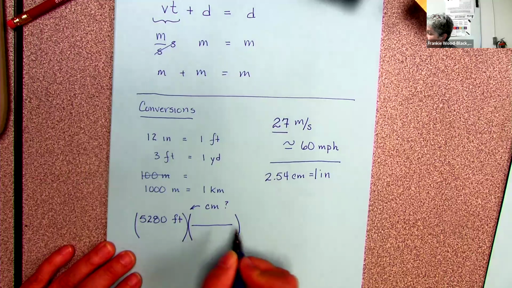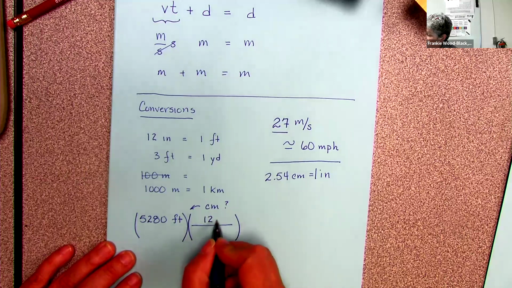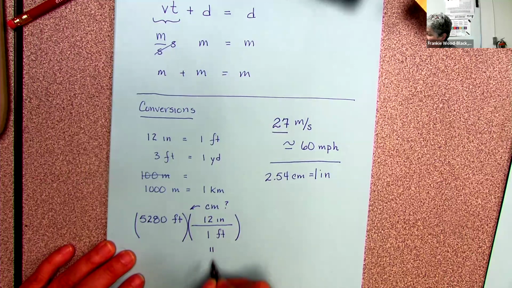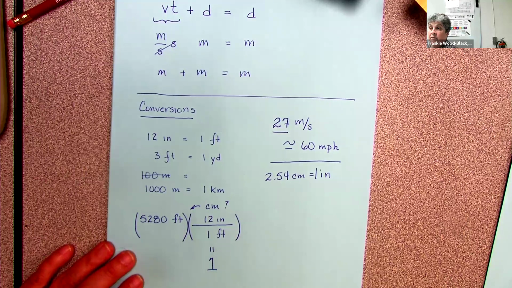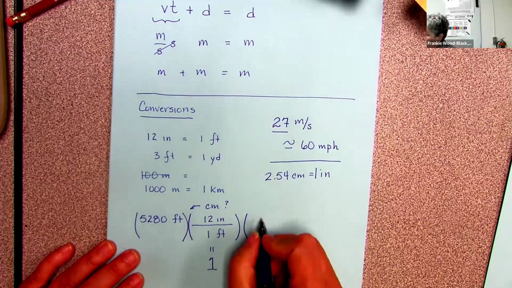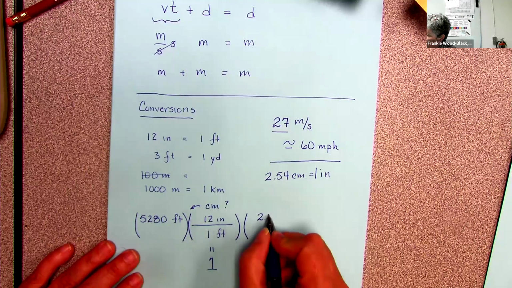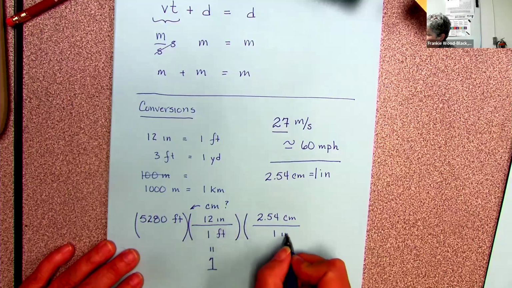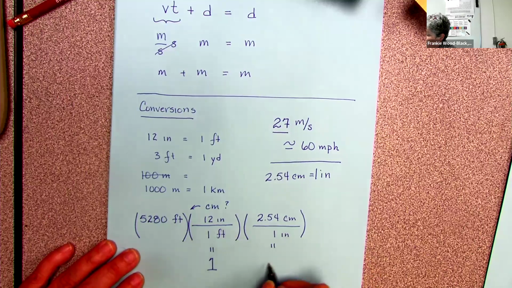So one of the things I'm going to do: 12 inches is equal to 1 foot. And I want my feet, so they're going to cancel each other out. But we all know that this is equal to the number 1. So I can multiply any number by 1. All I'm going to be doing now is changing units and doing a conversion. That's all I'm doing. Well, I just gave you the conversion factor for centimeters: 2.54 centimeters is equal to 1 inch. That's also the number 1.